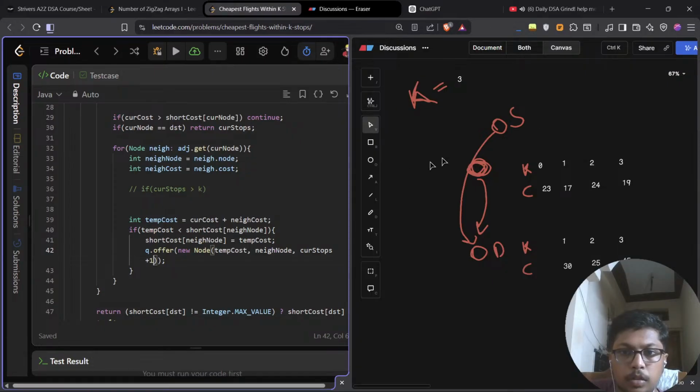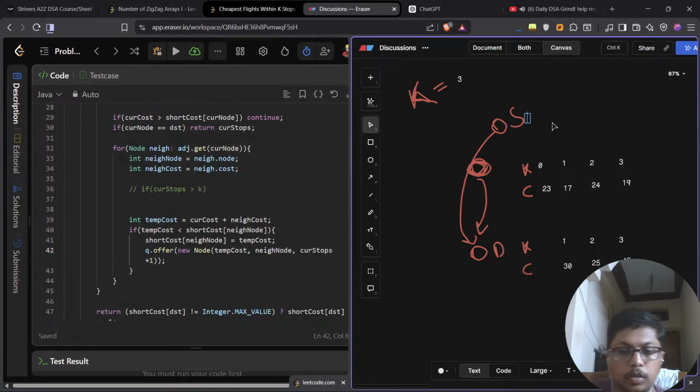You could say this would be something like with price zero, and this node is the source. Now there is a middle node. So what is the cost? I would say cost one. This is the node one, right? Number of stops will become 100.